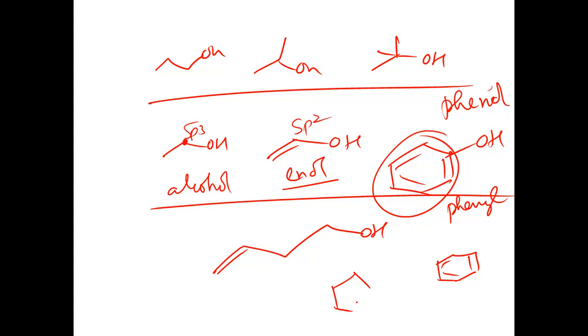It could be another aromatic compound. For example, the hydroxy group could have been attached to a thiophene. Sulfur contributes pi electrons to the compound, and the hydroxy group is attached. So this is also called a phenol. Phenols are those where the hydroxy groups are attached to an sp2 carbon, but that sp2 carbon is in the sextet of aromaticity.